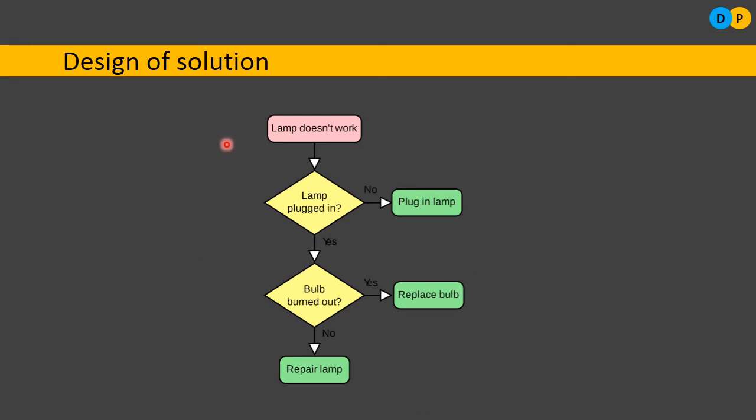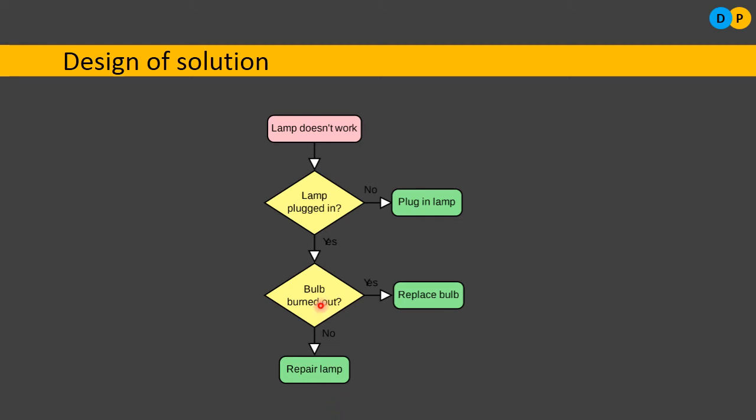For example, please notice here, the lamp does not work. Let us say that there is one lamp which is not working. Then what may be the reason? The lamp may not be plugged in properly. If that condition is true, then what should be the remedy? We need to plug the lamp in properly. In case the lamp is plugged in properly but still is not working, then there may be something wrong with the bulb. So we need to look at whether the bulb is okay or burned out. If it is not burned out, then the lamp needs repair.